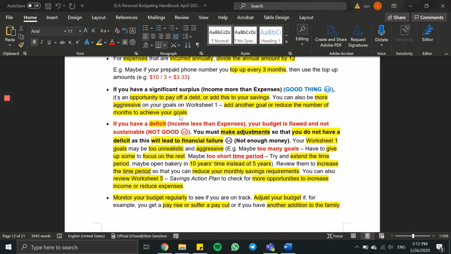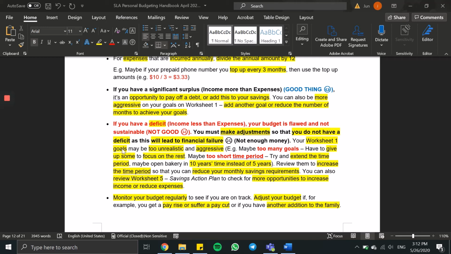However, if you have a monthly budget deficit, that means your income is less than your expenses, your budget is flawed, it is not sustainable, it is not good at all. You must make adjustments so that you will not have a deficit, as it will lead to financial failure. That means you do not have enough money.